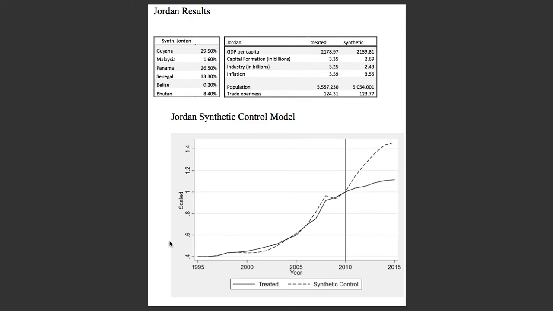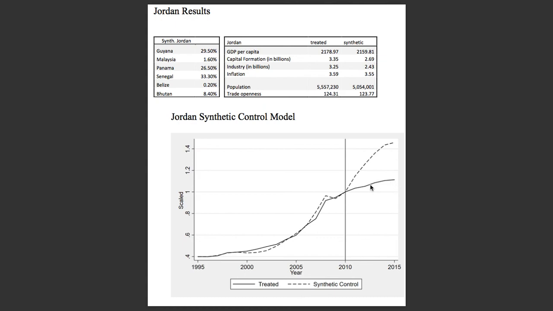And the war in Syria occurs in 2011, so 2010 is the last year of not having the treatment. So I have my dotted synthetic control model, as well as the trend of what actually happened. And these are pretty close together prior to the treatment. And so I want to try to measure the effect of the treatment, the war in Syria, on Jordan by comparing what would have happened if the treatment had not occurred to what actually happened.